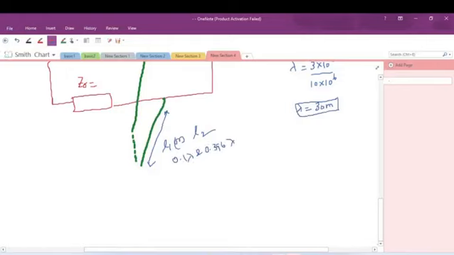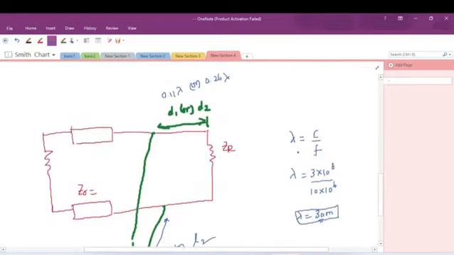In place of lambda you can substitute the value of 30 meters, then the length will be represented in meters. Instead of representing the length in terms of lambda, you can represent it in meters, right? So this is how you have to draw the design diagram, right?